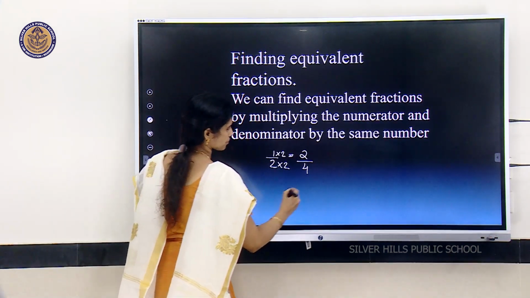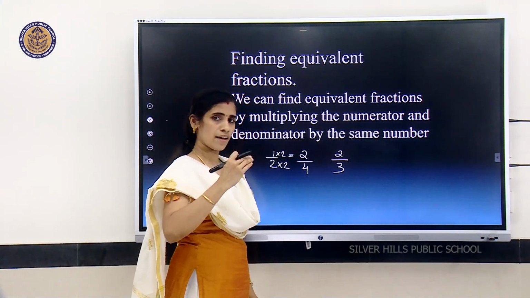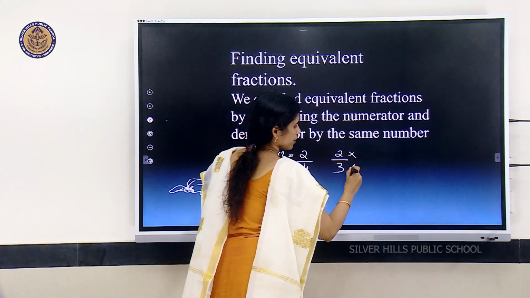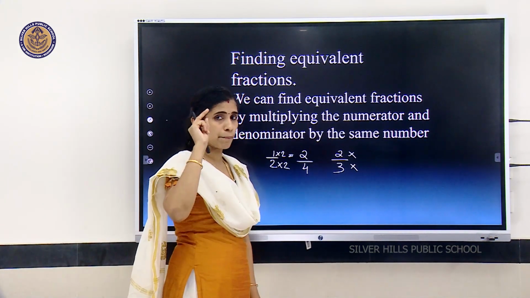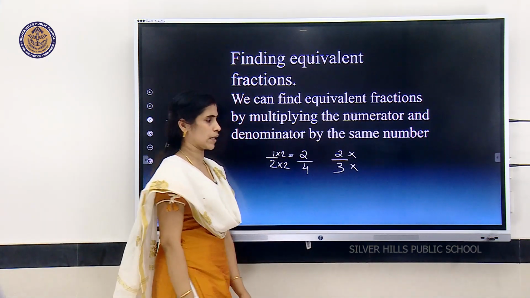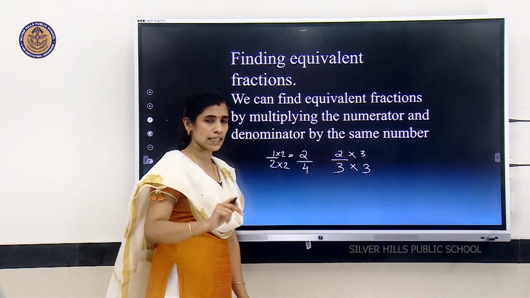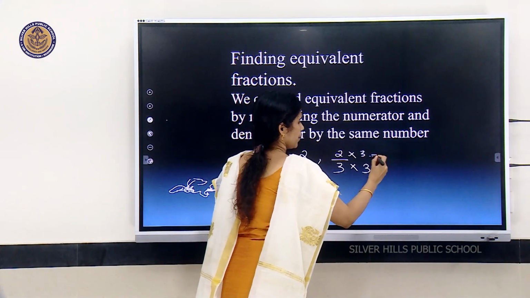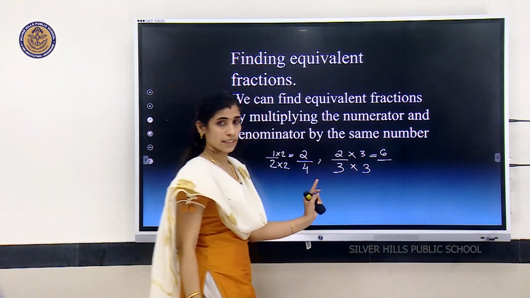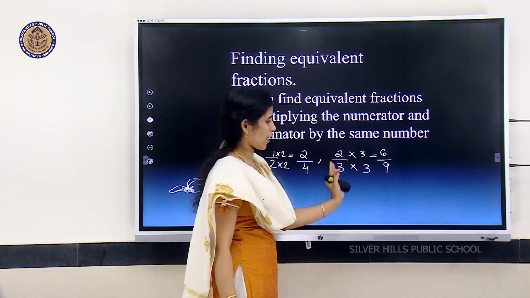One more example. 2 by 3 is a fraction. So we can find the different equivalent fractions of 2 by 3. How can you get different equivalent fractions? By multiplying the numerator and denominator by the same number. Any number you can take. So here we can multiply 2 by 3 by 3 by 3. That means 2 into 3 is equal to 6 and 3 into 3 is equal to 9. So this is an equivalent fraction of 2 by 3.